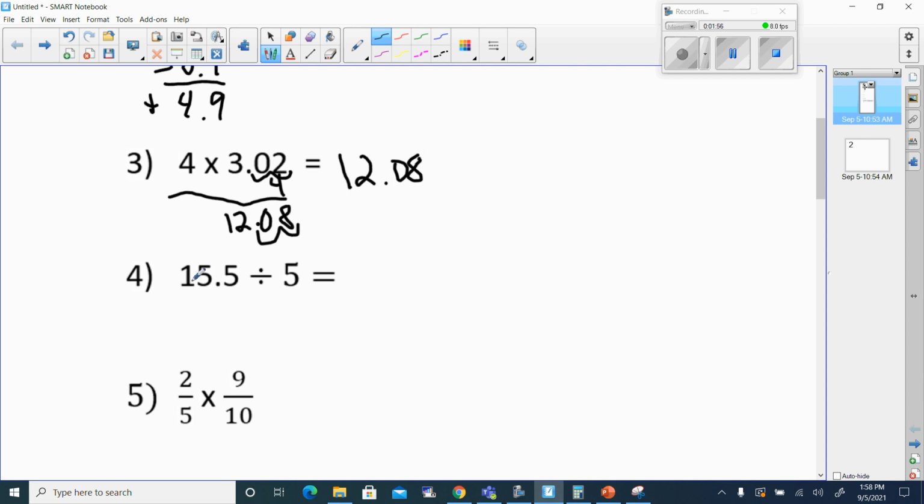All right, let's go to number 4. This time we're dividing. This isn't that hard at all, right? This is simply taking 15.5 and dividing it by 5. I know 5 goes into 15 3 times. That's going to leave me 0.5. And I know 5 goes into 5 1 time. Remember to bring up our decimal in the exact location it's at. That's going to make our answer 3.1.